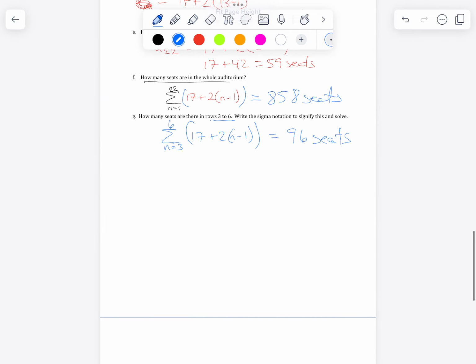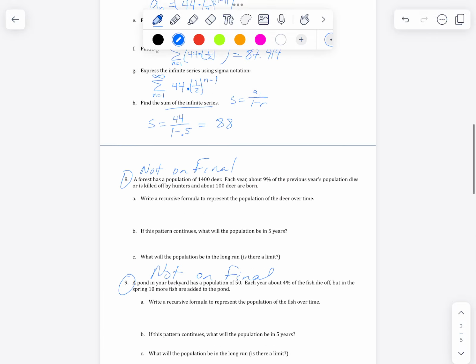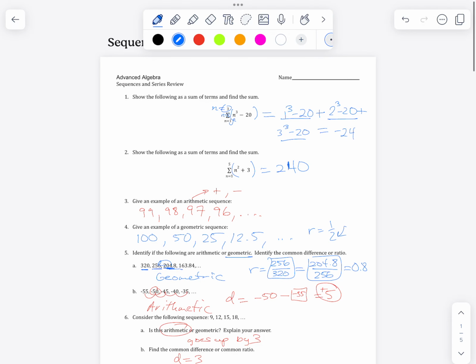And then I don't have to sit around and do everything by hand. So hopefully this helps. Using the calculator on these types of problems is definitely going to help for sure. Good luck.